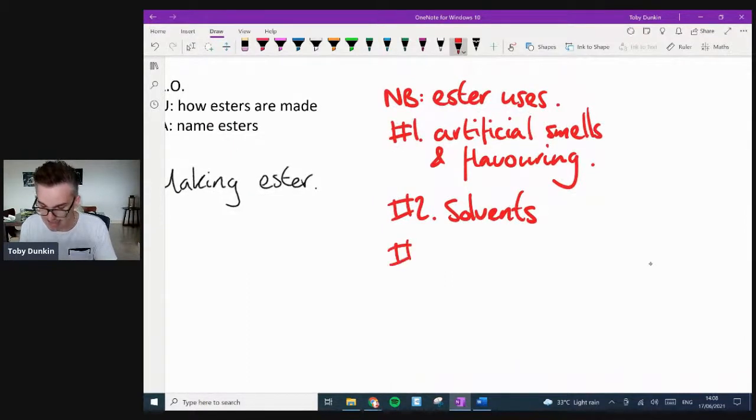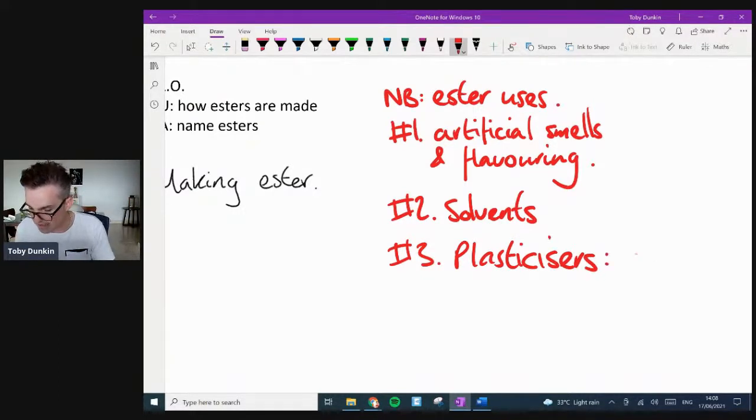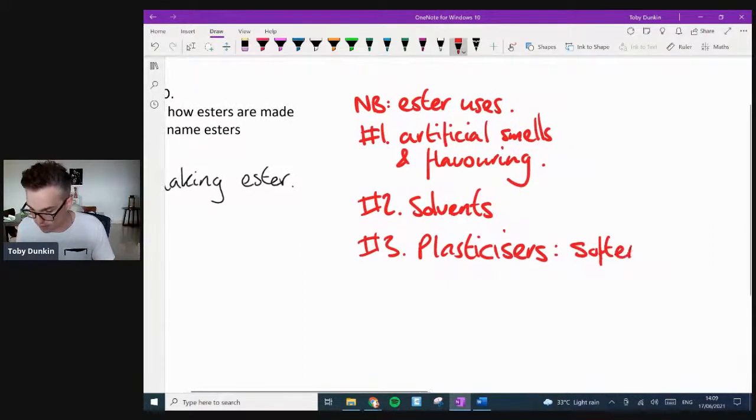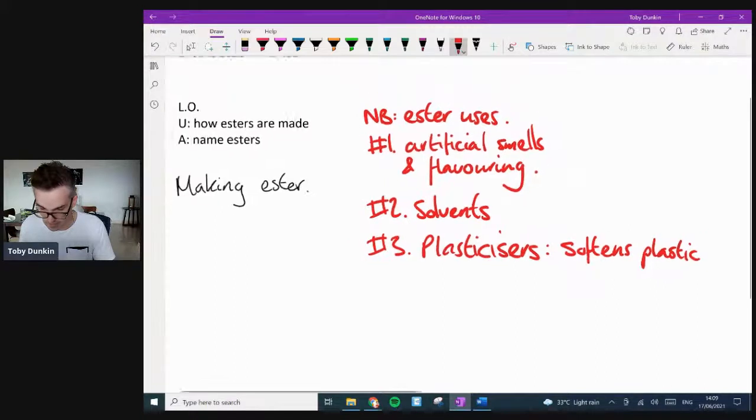The third one is plasticizers. This is actually linked to a solvent. What these do is soften plastics. So this is how you change PVC plastic from a hard plastic used in pipes into PVC material, which can be used for things like shoes and handbags. So it softens plastics, makes them go soft. So I'll put that in there.